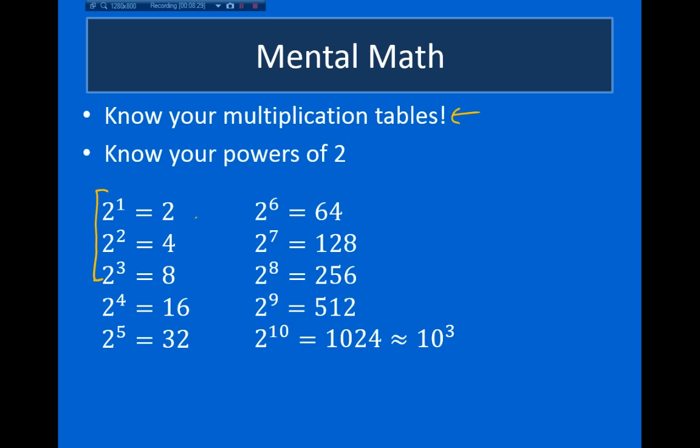The nice thing about powers of 2 is that 2 raised to the 10th power is approximately equal to 10 raised to the 3rd power. So for example, if I had 2 raised to the 100th power, I can say that this is 2 raised to the 10th power raised to the 10th power, which is approximately 10 raised to the 3rd power raised to the 10th power, which is 10 raised to the 30th power. So that's just a useful trick. I don't think it's going to come up very often on the AP exam, but it is still a pretty neat trick.